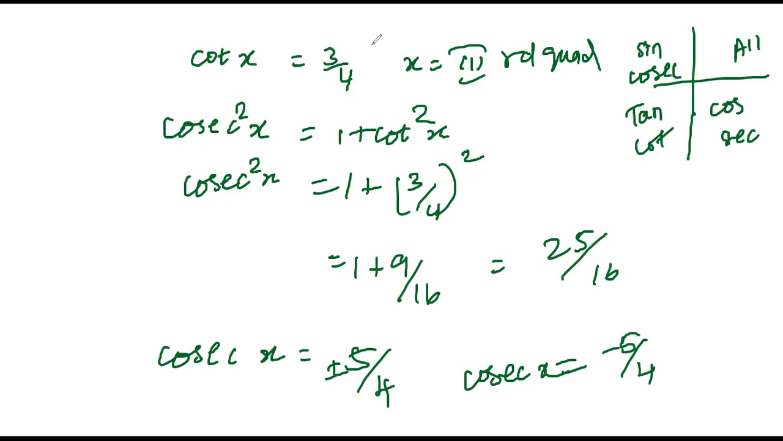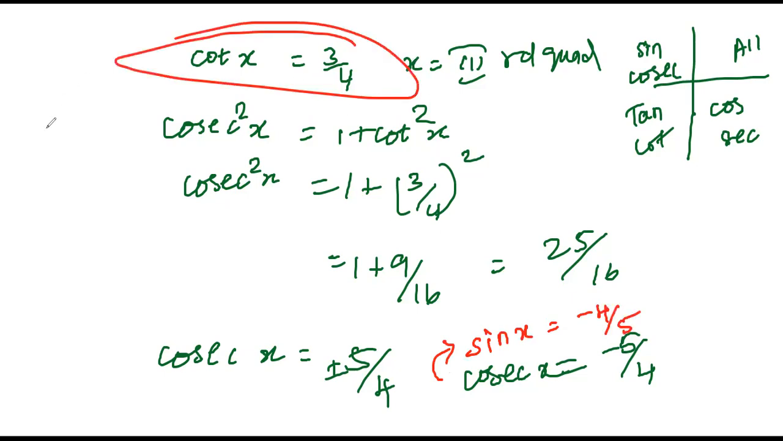And from this, you can directly write the answer. Sine will be the reciprocal of cosecant, so it's minus 4 by 5. And what about tan? Tan will be the reciprocal of cot, so it is 4 by 3, exactly.